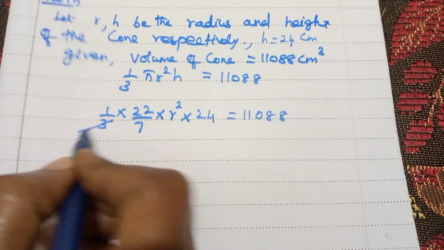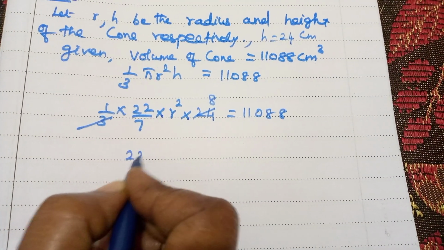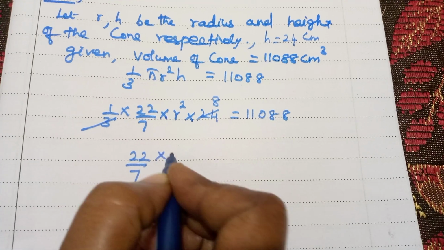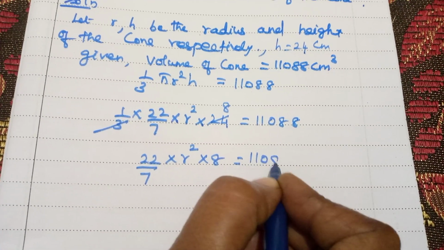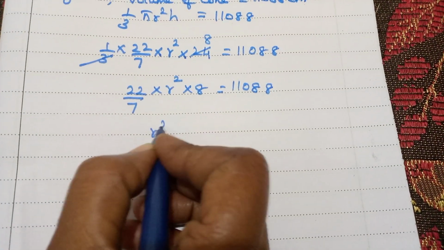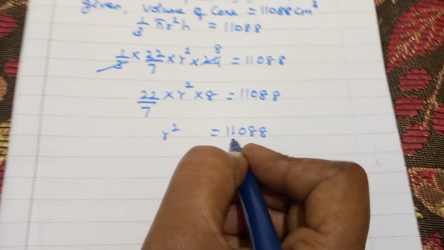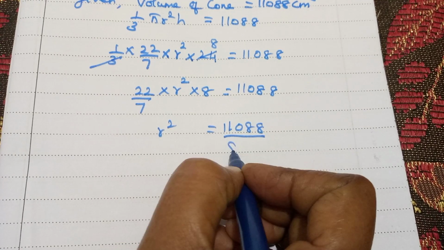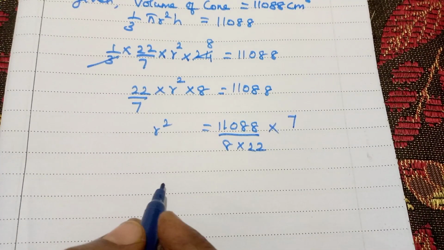Here 3 and 24 can be cancelled. 8 3s are 24. Remaining, right, 22 by 7 into r square into 8 is equal to 11,088. From here r square is equal to this remaining terms, take that side. 11,088 by this 8 into 22. The 7 will come here, numerator.